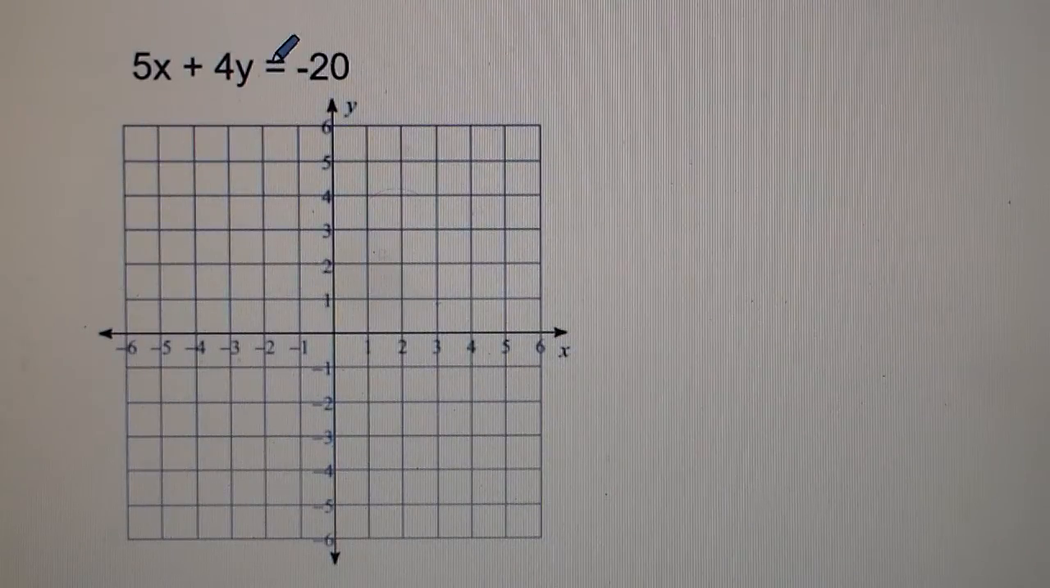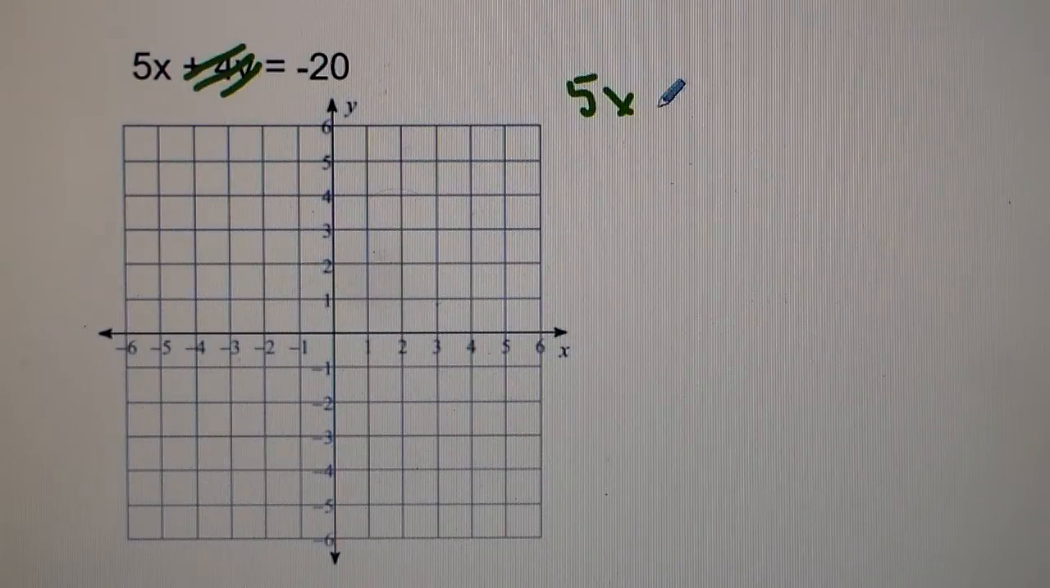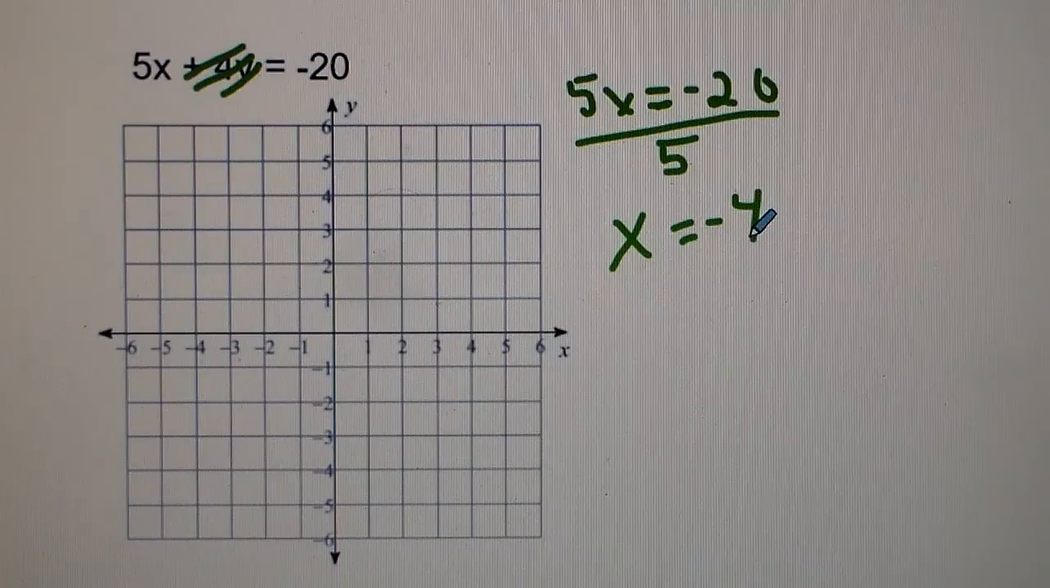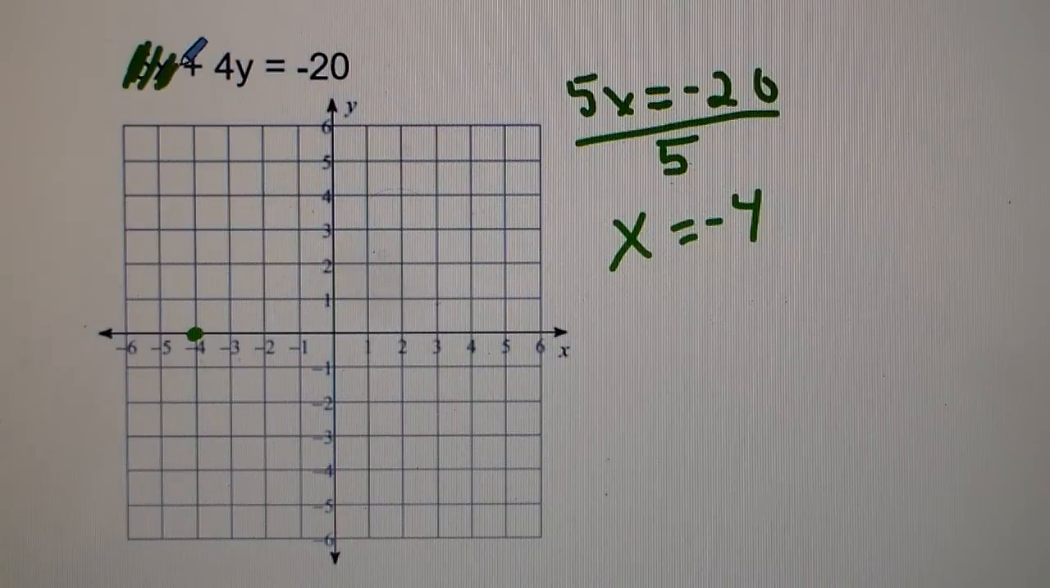So we got 5x plus 4y equals negative 20. So what we do, we first solve for x, so we eliminate the term with the y in it. So we have 5x equals negative 20. We then divide by 5 to both sides, and we get x equals negative 4. So on the x-axis, we plot a dot at negative 4. Then we're going to solve for the y. And when we solve for the y, we eliminate the term that has the x in it. So this 5x goes away.